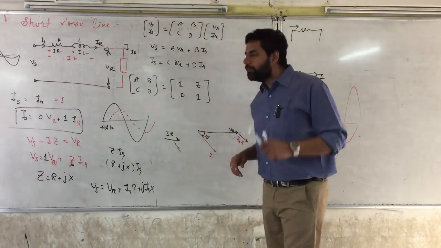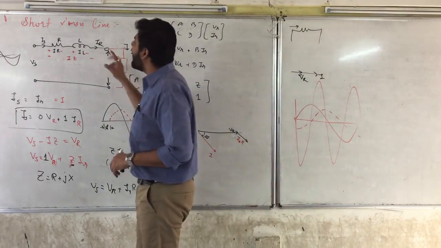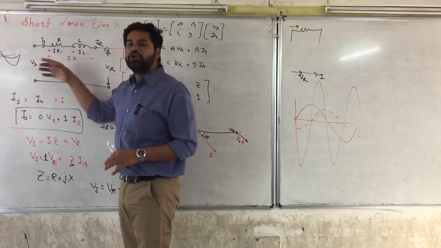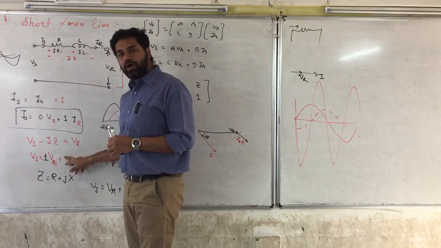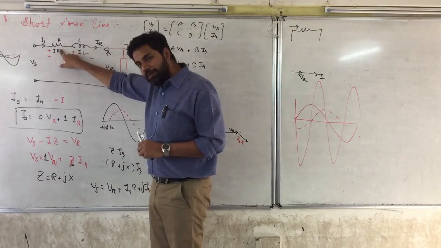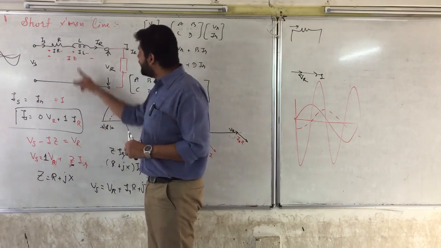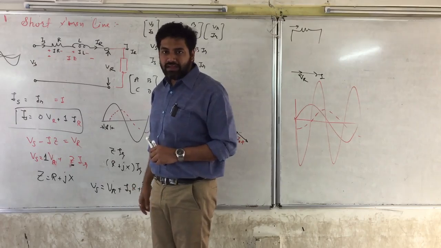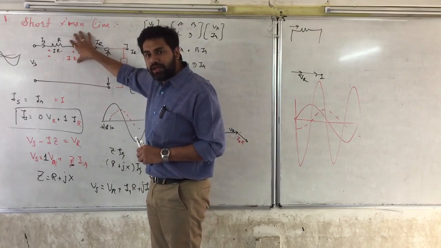Okay, see buddy, what I was teaching is VR plus Iz is equal to Vs. So I'm talking about this particular equation right now. In that case, I into R is the resistor of the transmission line that I'm considering right now, and I into XL is the inductor of the transmission line I'm considering.